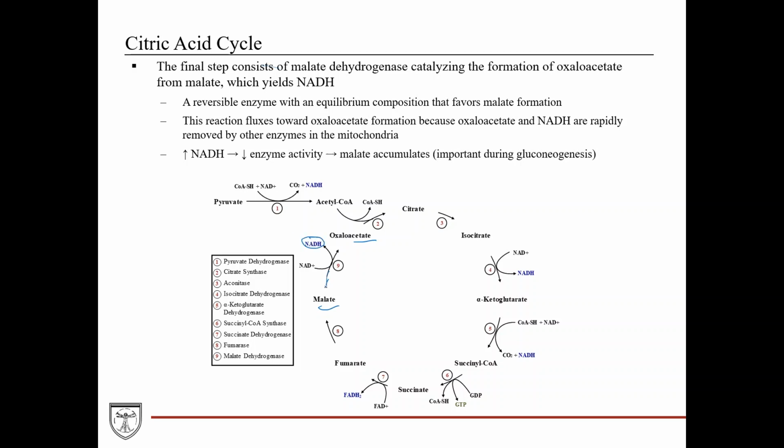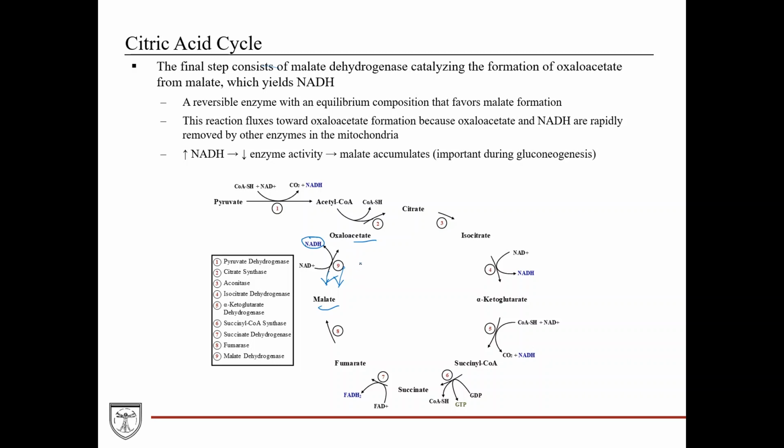Now this is a reversible reaction, which means that it can actually go either way. And the equilibrium actually favors the malate formation. So it actually favors going backwards in a sense in terms of the citric acid cycle. Now you may wonder, well, then how do you move the citric acid cycle forward? How do we get to oxaloacetate?